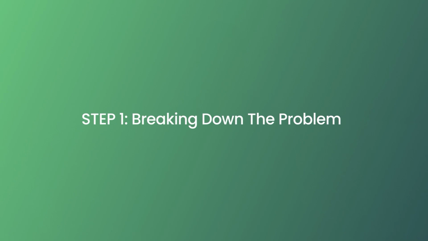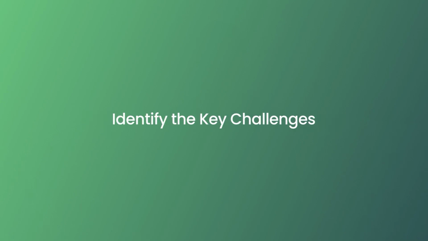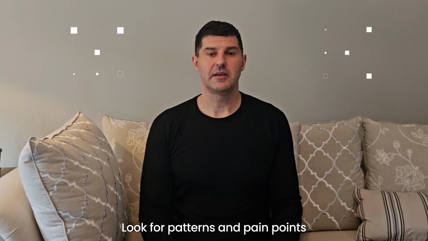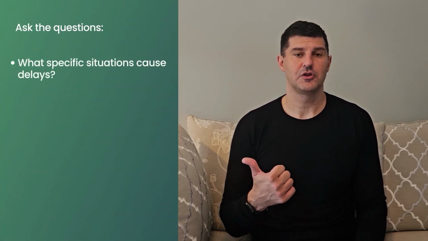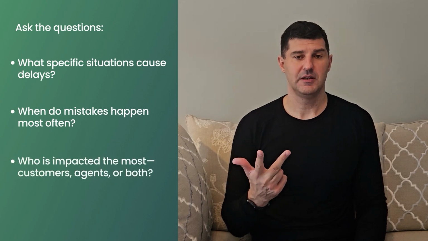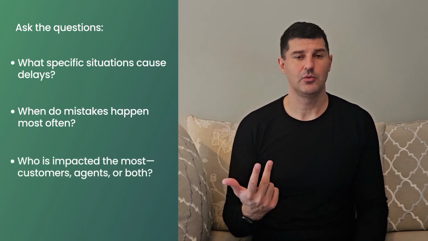Step 1. Breaking down the problem. Identify the key challenges by gathering input from multiple sources: your team, your customers, and any relevant data. Look for patterns and pain points that keep coming up. For example, if slow response times and inaccurate answers are the main problem, ask, what specific situation caused delays? When do mistakes happen most often? Who is impacted the most? Customers, agents, or both? By pinpointing the real friction points, you get a clearer view of the problem.